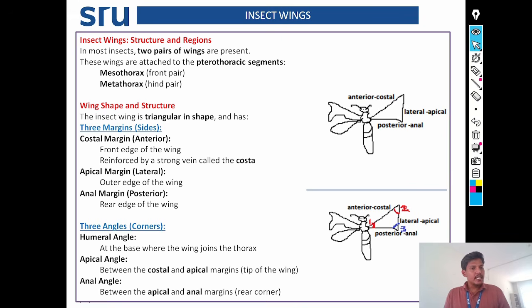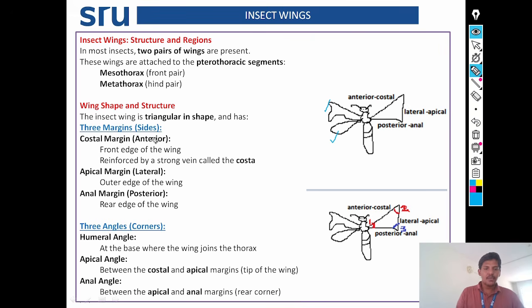See the insect wing structure and regions. In most insects, 2 pairs of wings are there, that is forewing and hindwing. These wings are attached to the pterothoracic segments, that is mesothorax and metathorax. Due to the presence of wings in mesothorax and metathorax, we call these 2 segments combinedly the pterothorax.